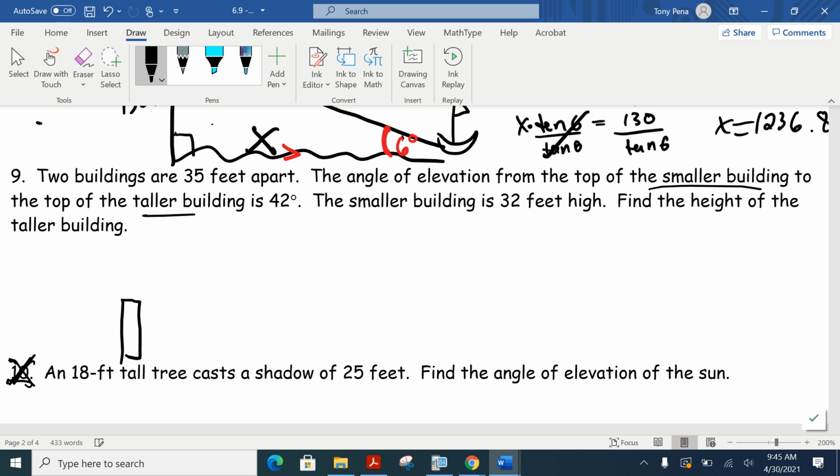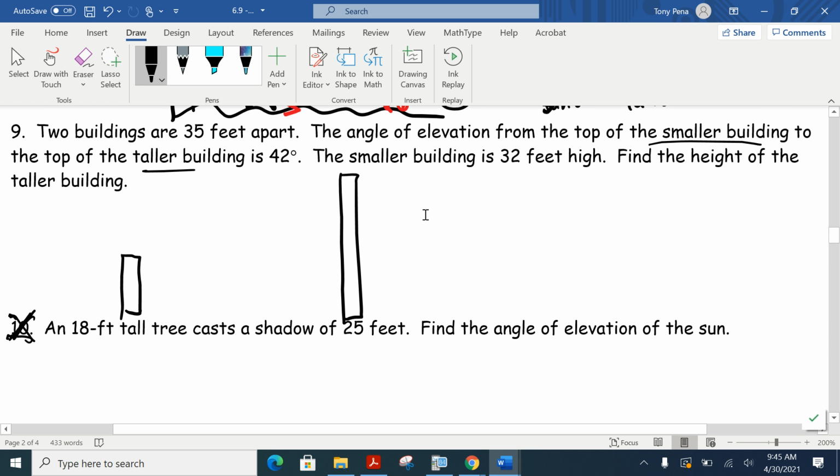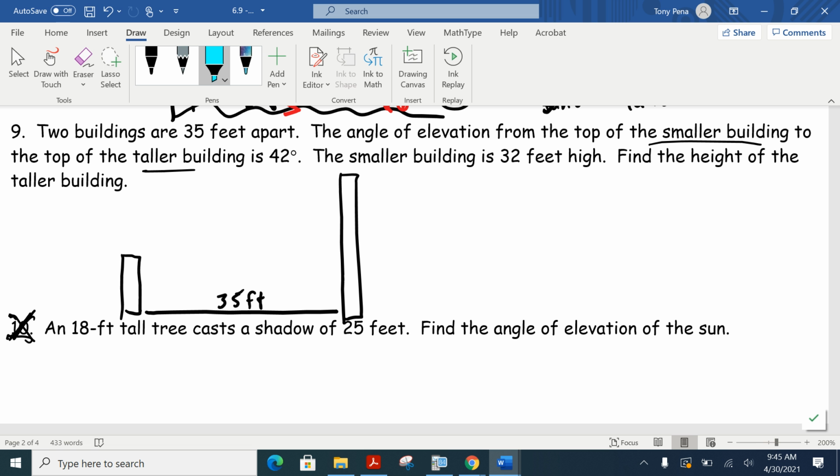So there's my smaller building. And here will be our bigger building. And then we know the distance between them. So from here to here is 35 feet. Let's read the second sentence again now. First time we've had to deal with one like this.